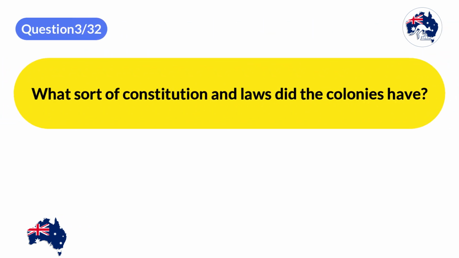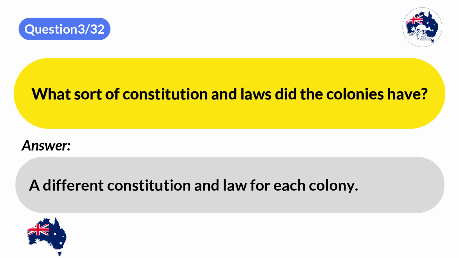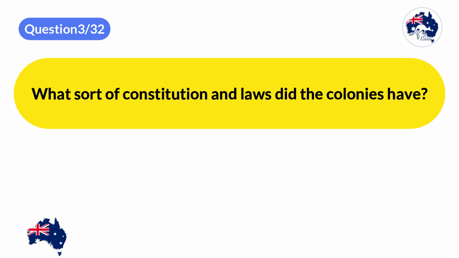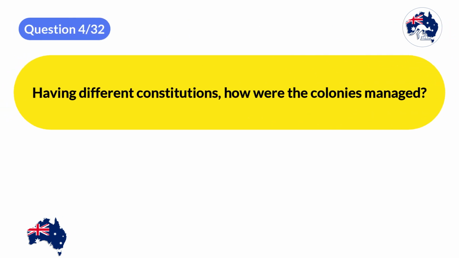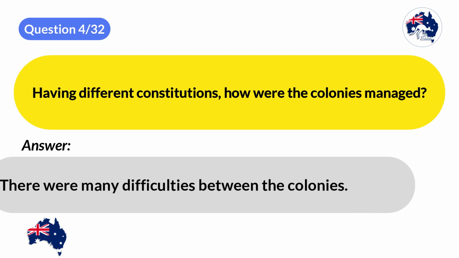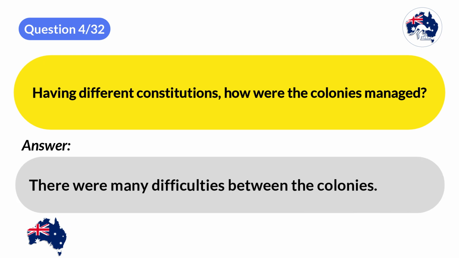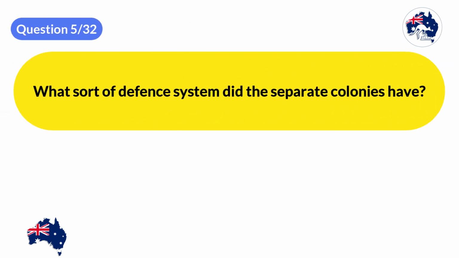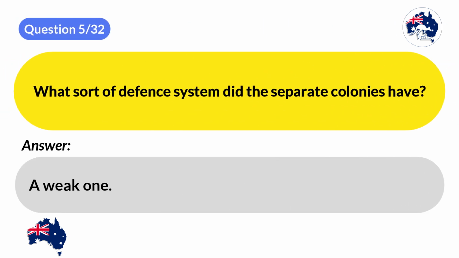What sort of constitution and laws did the colonies have? A different constitution and law for each colony. Having different constitutions, how were the colonies managed? There were many difficulties between the colonies. What sort of defense system did the separate colonies have? A weak one.